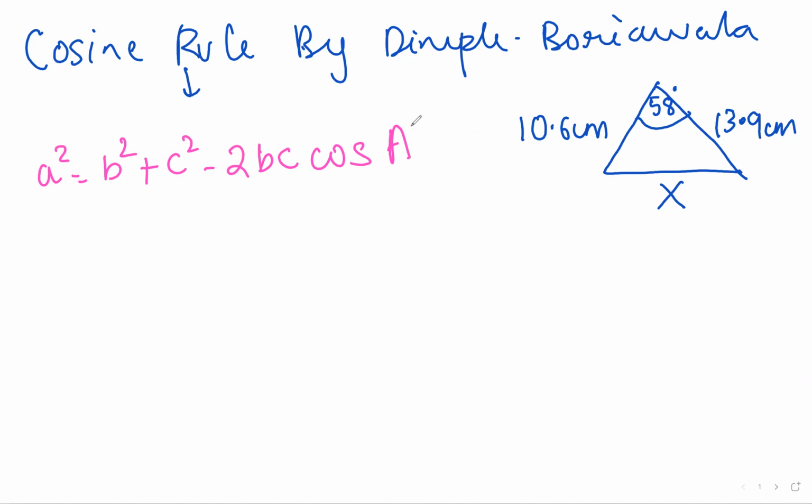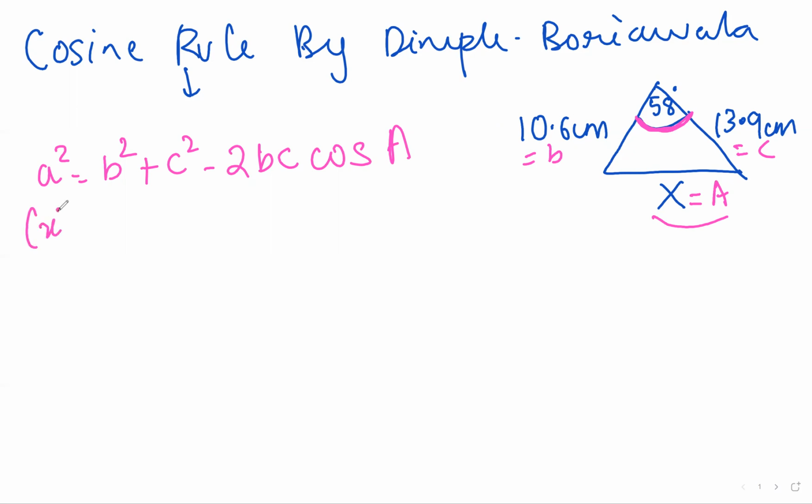Now, how will we decide what is our A, B, C? It is very important to decide A first, then you can take B or C, anything. So in this question, the 58 degree angle is given, so this is our A. The side opposite to this angle is our A. For B and C, whatever remaining sides are there, you can take either of them as B or C. What is important is A. So here my subject is A.